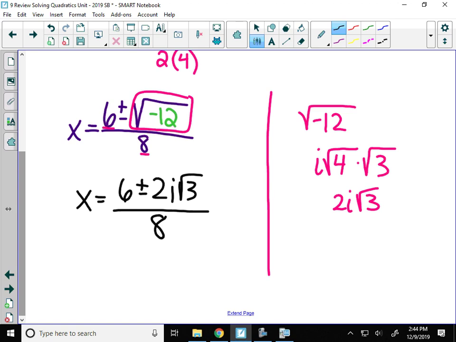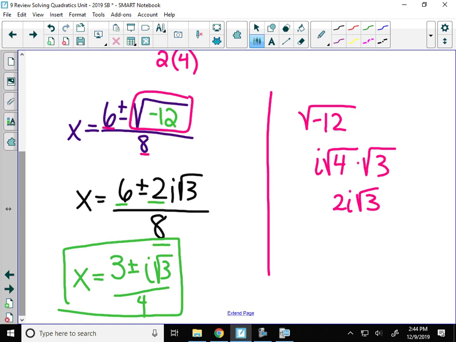Now that I have simplified the radical, I am able to simplify all of these numbers and coefficients. Since 6, 2, and 8 are all even and all multiples of 2, I can divide each of them by 2 and get 3 plus or minus 1i radical 3 over 4. So you should know how to simplify those square roots. If you need help simplifying, ask your teacher. If you at least got to this point, you're doing okay. If you got to this point, you're doing even better. This is the goal. But if you can at least get to the first part and get negative 12, then you're on the right track.